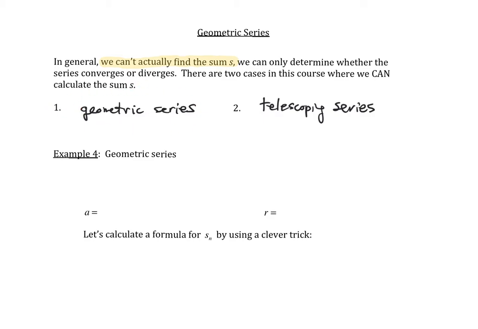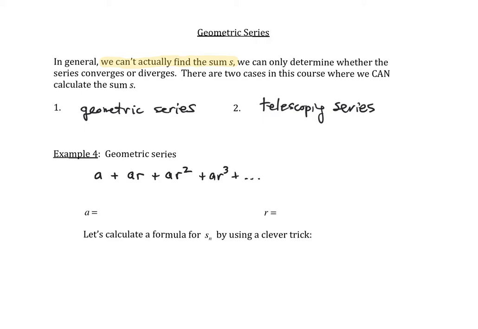Okay, so let me describe what a geometric series is for you. If I were to write out what the terms of a geometric series look like, it looks like this. The first term will be called A. To get the second term, we take A and we multiply by R. To get the third term, we multiply by R again, so you'd get AR squared. The fourth term would be AR cubed, and so on and so forth.